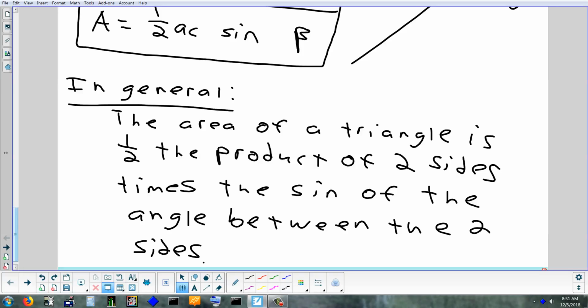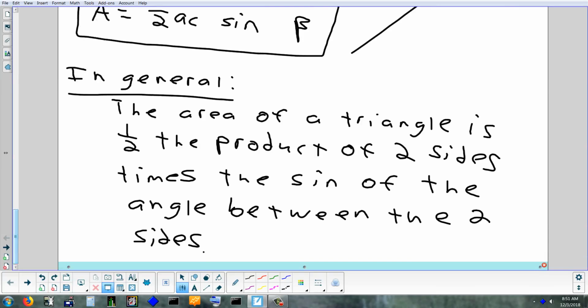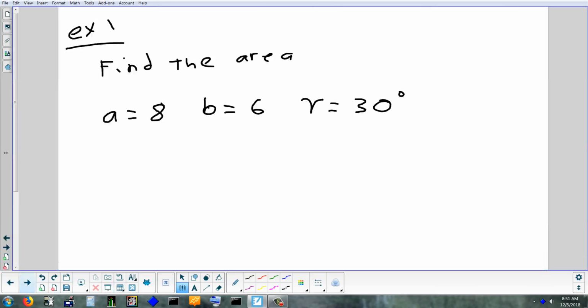Okay. Any questions on that idea? Let's take a look at some examples. It says find the area. Well, first, let's make sure that they gave me the right information. If I sketch it out, I've got A, B, C would be over here, and gamma would be across from it. So that's where the angle would go. Did they give me the right information here to be able to use the formula we just came up with? Joe? Yep, we got the right formula.